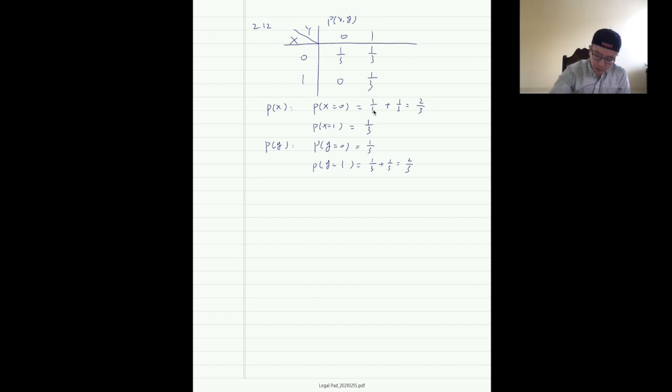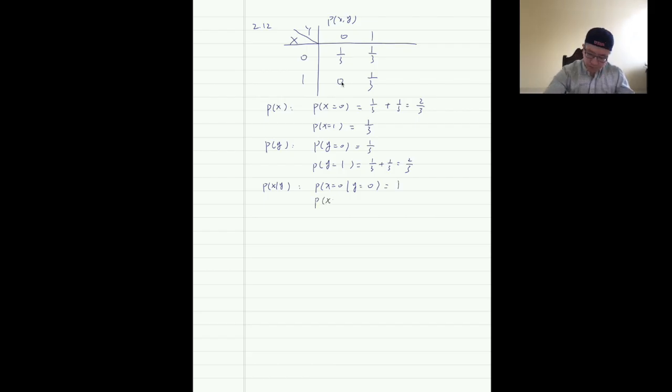And then next, we need to compute p(x given y). In this case, we have 4 combinations: 0,0, 0,1, 1,1, 1,0. We need to compute all the possible combinations. Given y equal to 0, then x has to be 0, because this is 0. So this is 1.